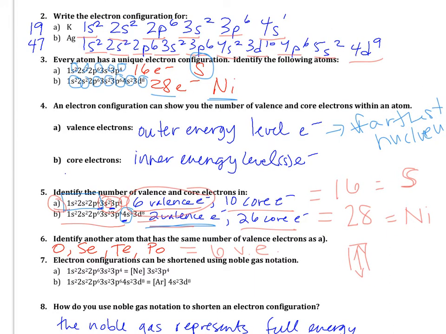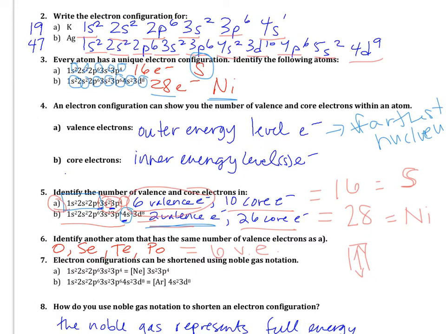Writing an electron configuration can get long and time consuming, so there is a shortened version of an electron configuration that we can use, and this is known as the noble gas notation. So electron configurations can be shortened using what is known as noble gas notation.